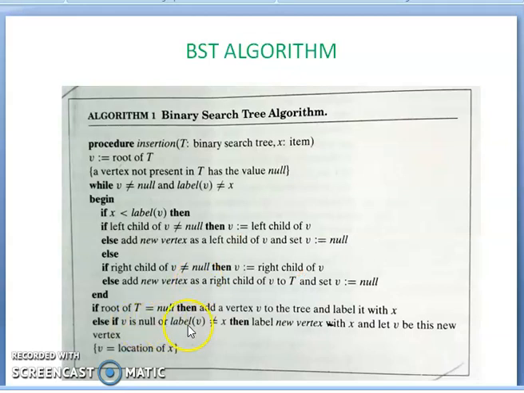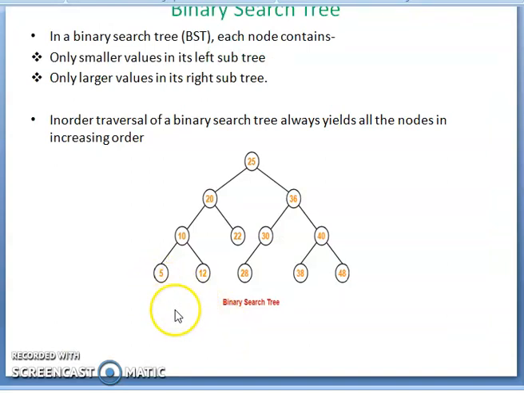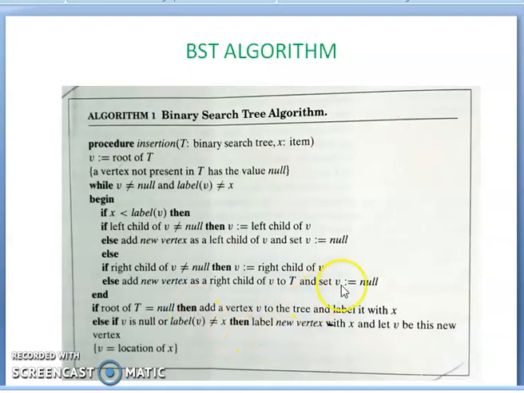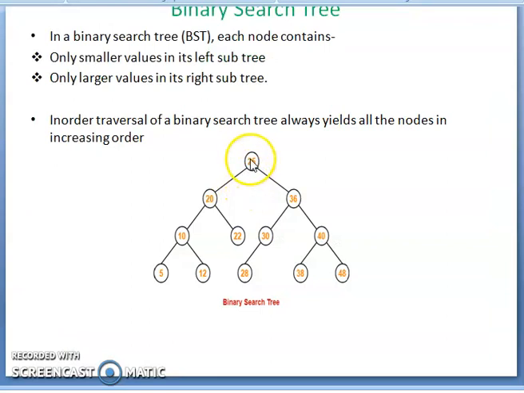Whenever v is null and label of v is not equal to x, the label of v is a null value, because here you assign null and add the label of the new vertex with x. So the x value is 4 and let v be this new vertex, that is, 4 is the new vertex. This is simply a traversal: the new node value is compared with the root node, and if the new node value is less, you traverse to the left side.